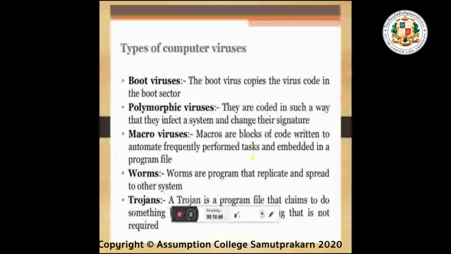And then next we have the worm. A worm can replicate and spread in your computer without affecting your system. And then we have trojans. A Trojan is a computer program file that claims to be something, but in the end it will perform a different function in your computer.